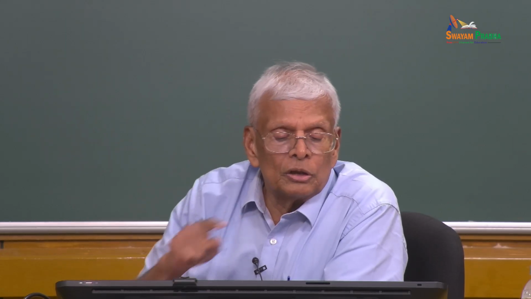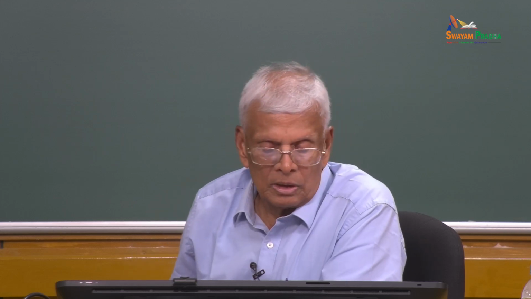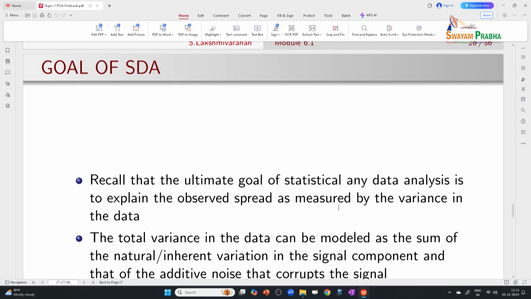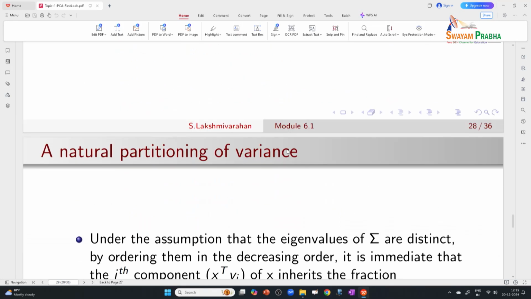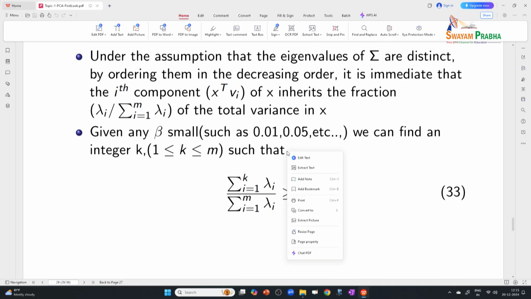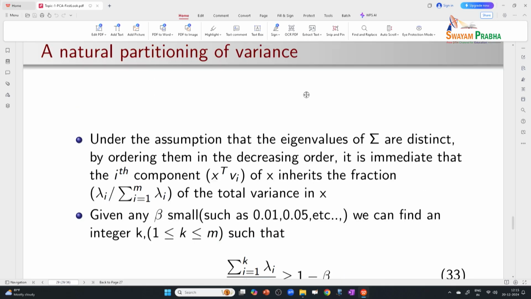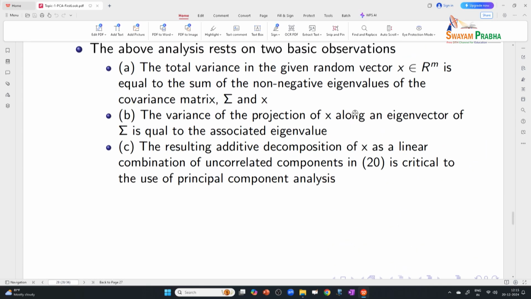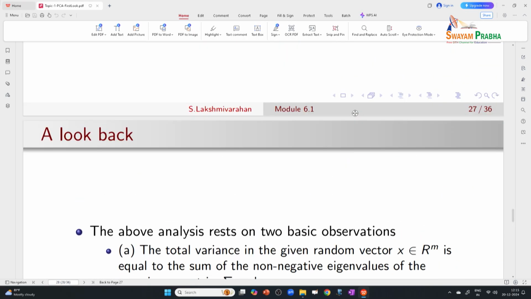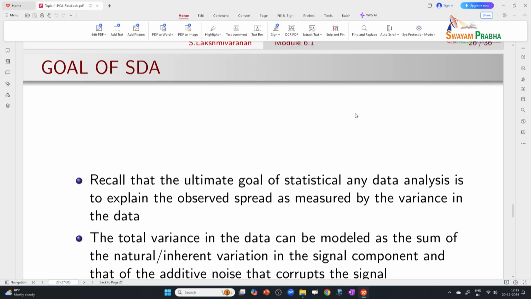Now, statistical data analysis, SDA. The goal of statistical analysis is to explain the observed spread in the variable. Let me check how many we have. Okay, we have quite a few. I don't think I'll be able to cover them, but I would like to be able to state something and then continue, okay?